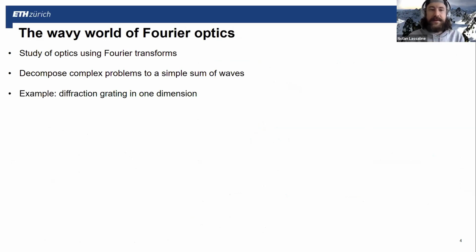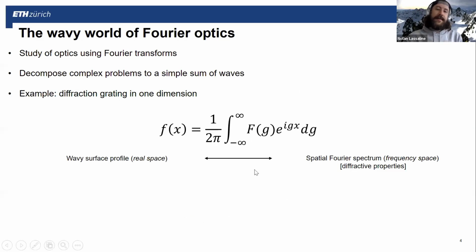So for example, if we revisit our diffraction grating that we had on the previous slide, and we write down the Fourier transform, or more precisely the inverse Fourier transform, what this equation tells us is that for any arbitrarily wavy surface profile, we can relate that to its so-called spatial Fourier spectrum. And this wavy surface profile exists in real space, and the spatial Fourier spectrum exists in frequency space. And it's actually here in frequency space that we can understand and furthermore specifically design the diffractive properties of our surface to do what we want. And this theory and this mathematics is very handy, and it's also very beautiful. And we can use this to make a great stride in how we understand and design these components.